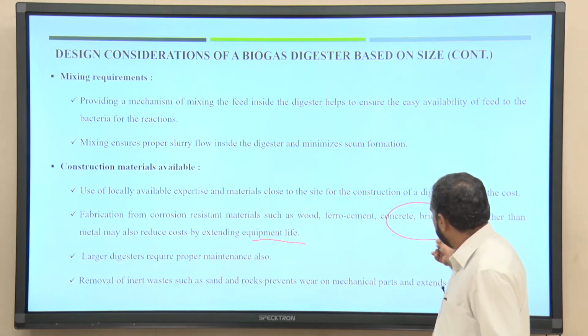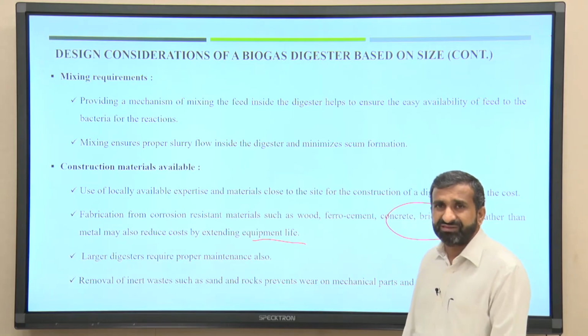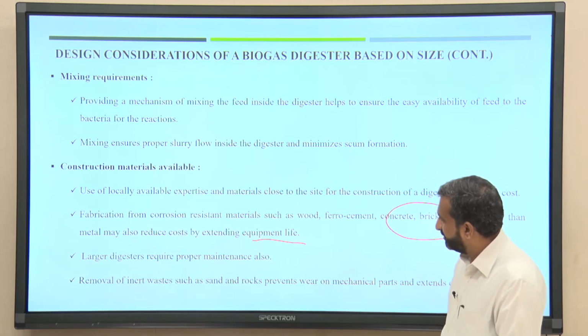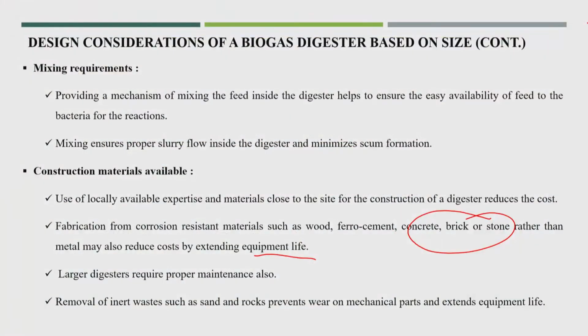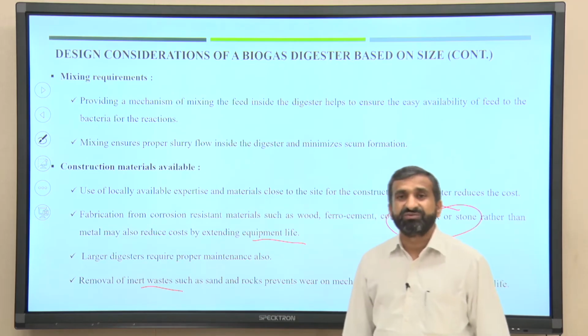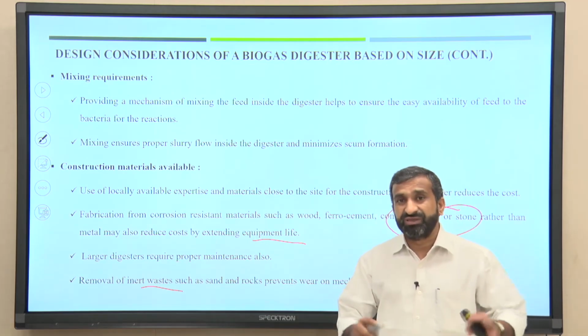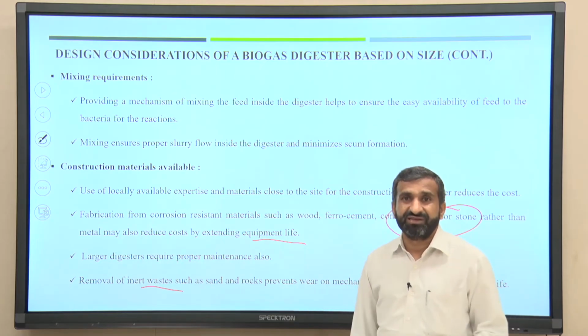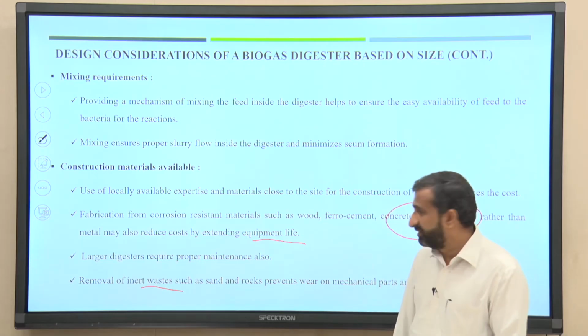And even the cost of these kinds of civil construction materials is not very high compared to a metal reactor. A larger digester obviously requires proper maintenance also, and removal of inert materials such as sand and rocks prevents wear on mechanical parts and extends equipment life. This again depends upon what kind of feed or substrate we are feeding into the reactor. The substrate has to be cleaned and should not have inert material, otherwise it will also create problems inside the reactor.